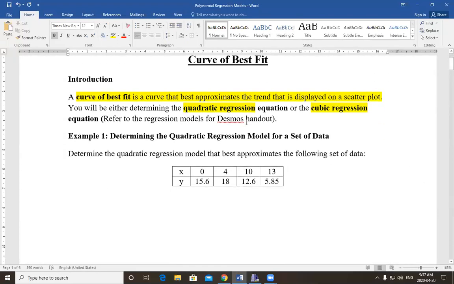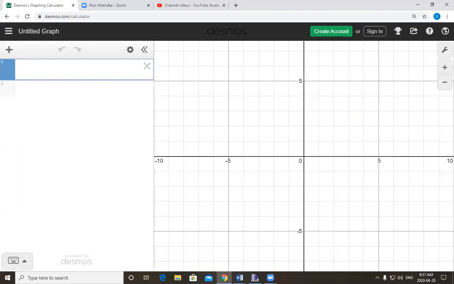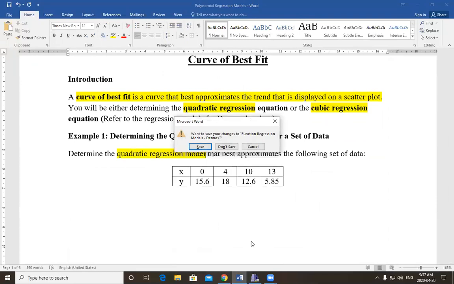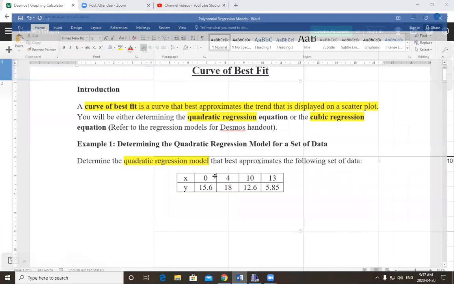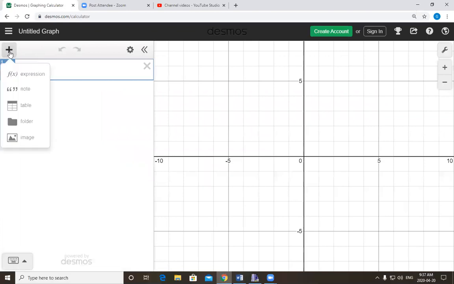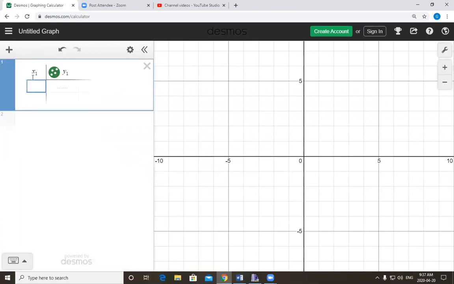Okay, so whenever we want to determine a quadratic regression model, or any regression model for that matter, we have to open up Desmos. And so what we will do then is plot the X, Y data points in our table. So we go to Desmos, we click the plus, insert table, and you'll notice it says X1 and Y1, and that's why those numbers are there in the regression models.